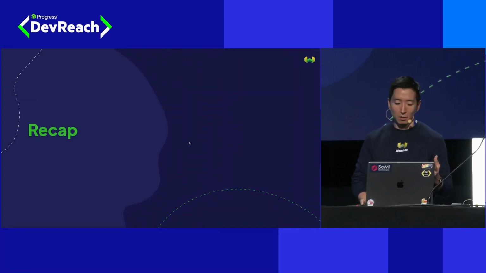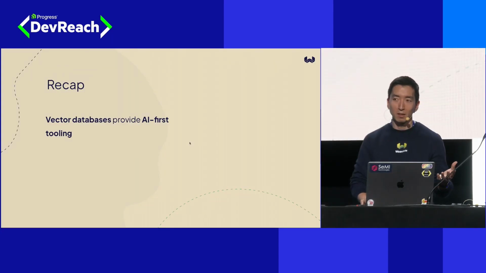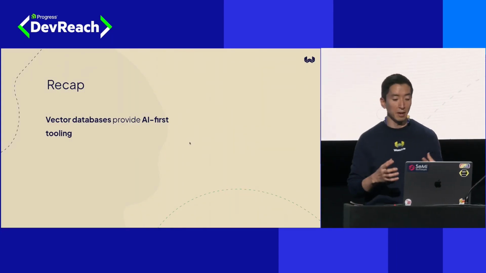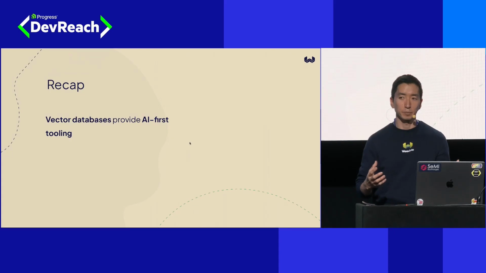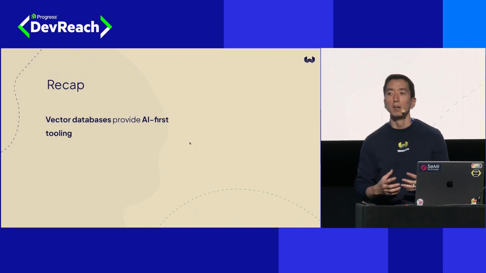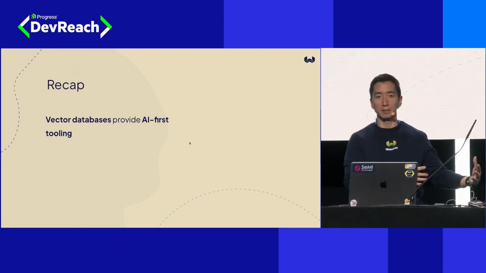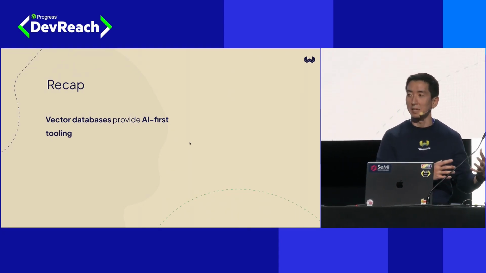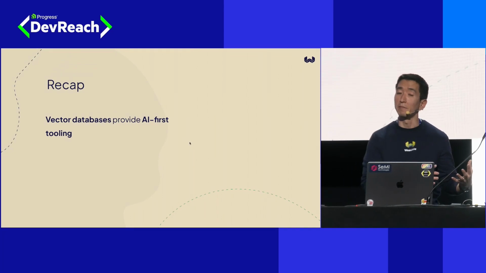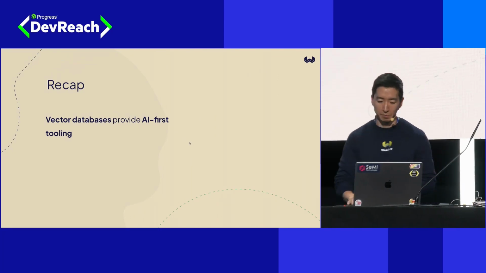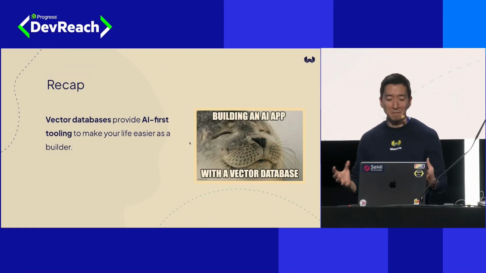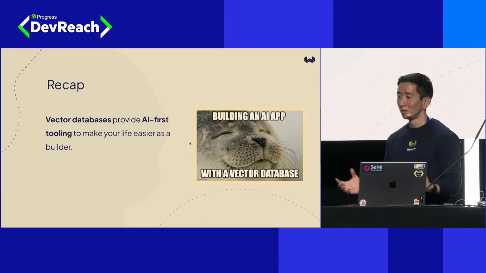So let's just recap. Vector databases like these provide AI-first tooling. And a key reason for providing that isn't because you can't do these things outside of vector databases, but it makes that job easier, faster, more convenient, and scalable. To make your life easier as a builder.